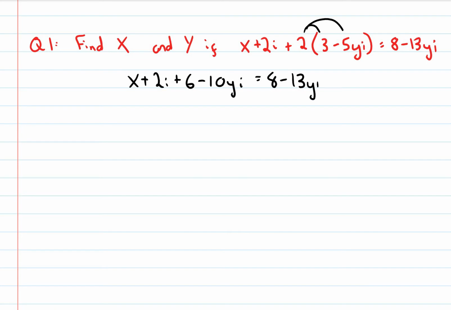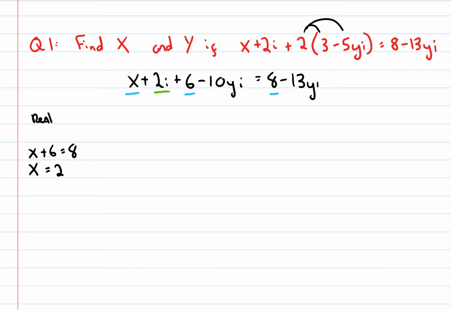We'll take the real parts first. The real parts are anything without an i. So it's this, this, this. So here are the real parts. We have x + 6 = 8. So then x equals, minus 6 from both sides, x = 2. Let's look at the imaginary parts then.